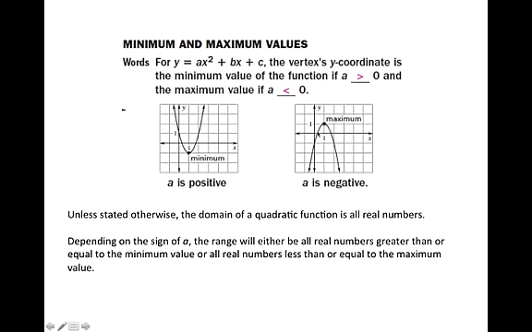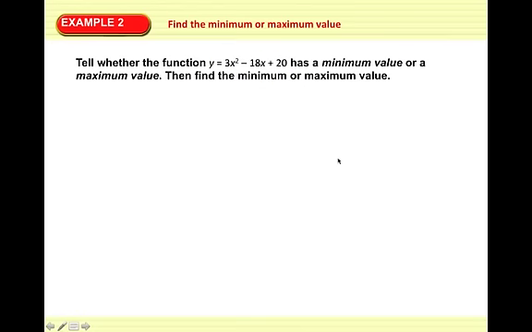So, unless stated otherwise, the domain of a quadratic function is all real numbers. Depending on the sign of a, the range will either be all real numbers greater than or equal to the minimum value, like right here, or all real numbers less than or equal to the maximum value.